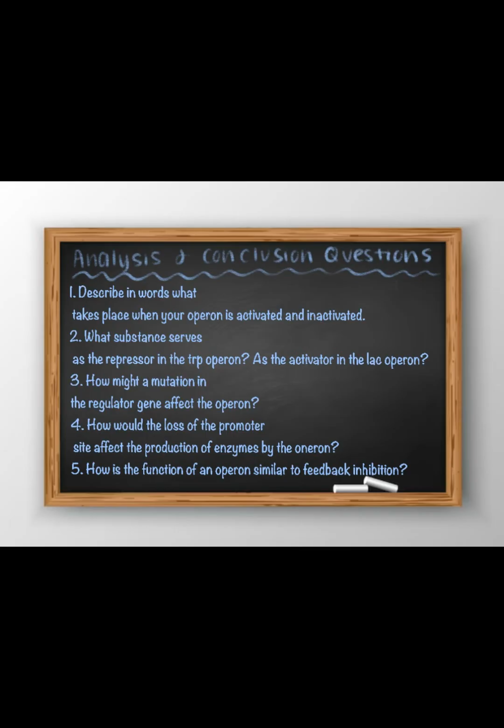So how might a mutation in the regulator gene affect the operon? A mutation in the regulator gene could disrupt the production or function of the repressor protein. For example, if the repressor is non-functional, the operon may permanently remain on, leading to unnecessary protein production. If the repressor is constantly active, the operon may remain permanently off, preventing the production of necessary enzymes.